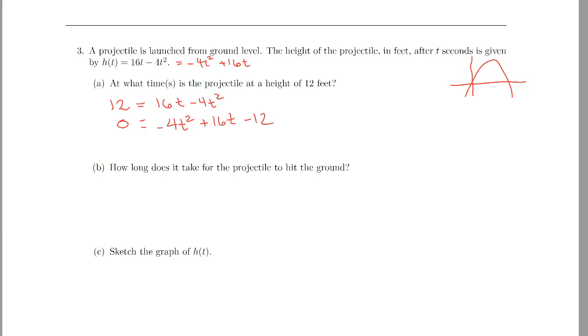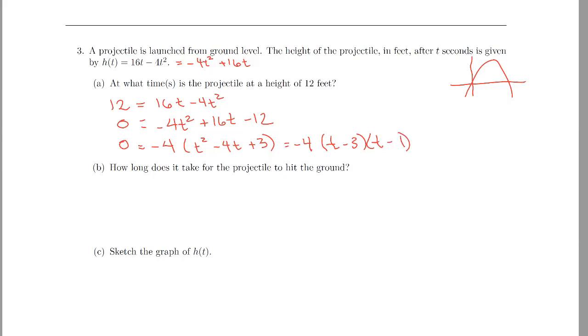And now I'm going to factor out a negative 4. So I have negative 4 times t squared minus 4t plus 3. And now I have to factor what's in the parentheses. This equals negative 4 times t minus 3 times t minus 1.